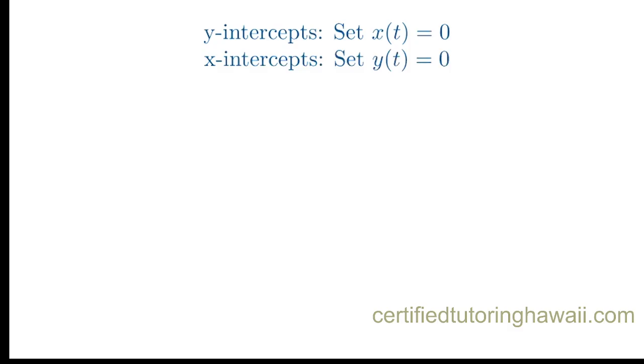Let's stick with our example. x of t equals t squared, and y of t equals t, for -2 is less than or equal to t is less than or equal to 2. Here are our equations again. First, let's find the y-intercepts.